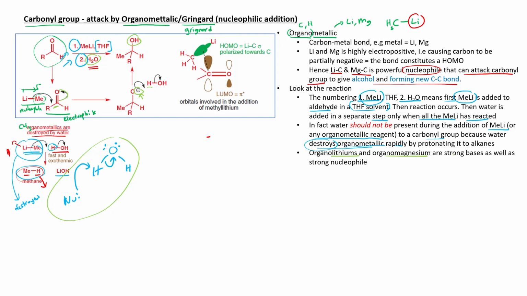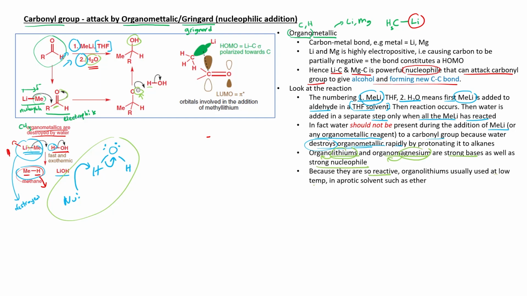Organolithium and organometallics are strong bases as well as strong nucleophiles. We have mentioned before why that is the case. It's because of the electropositivity of lithium and magnesium, causing the carbon to become more electron rich and behave like a nucleophile. Okay, because they are so reactive.